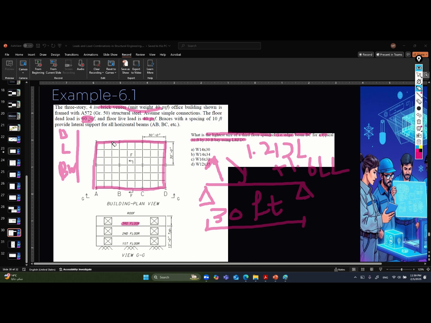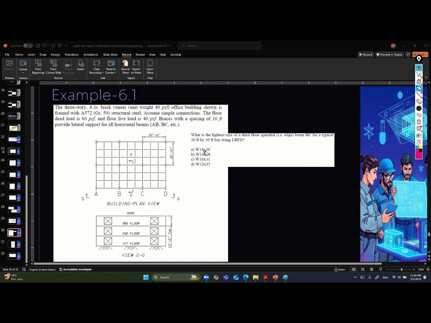Someone will tell me, how about the live load reduction? Okay, let me see. The tributary area for this beam will be very small, because there is a secondary beam here and secondary beams there. There are a lot of secondary beams, so the tributary area for this part will of course be less than 400 square feet, so there will be no reduction.